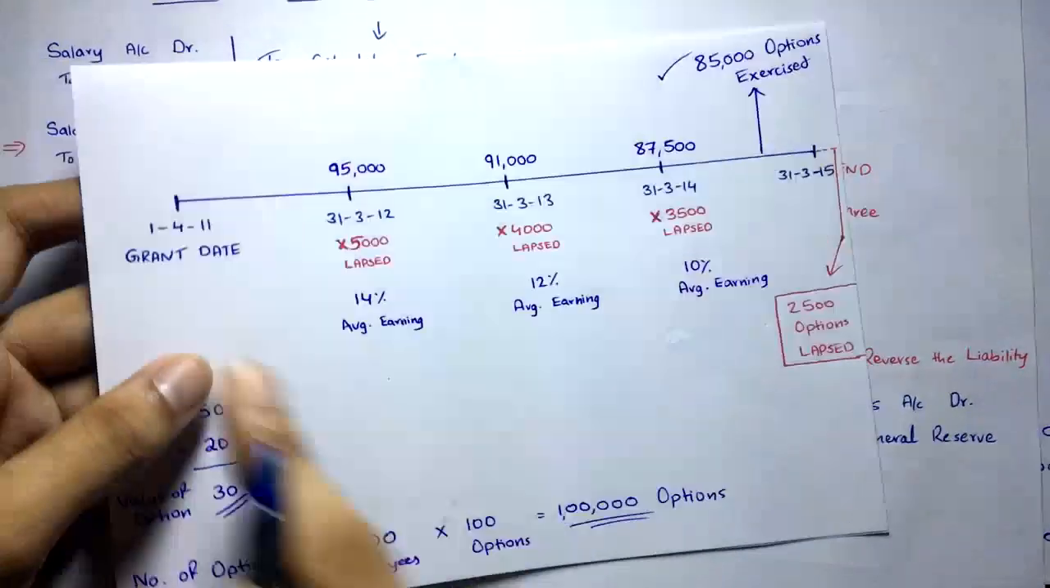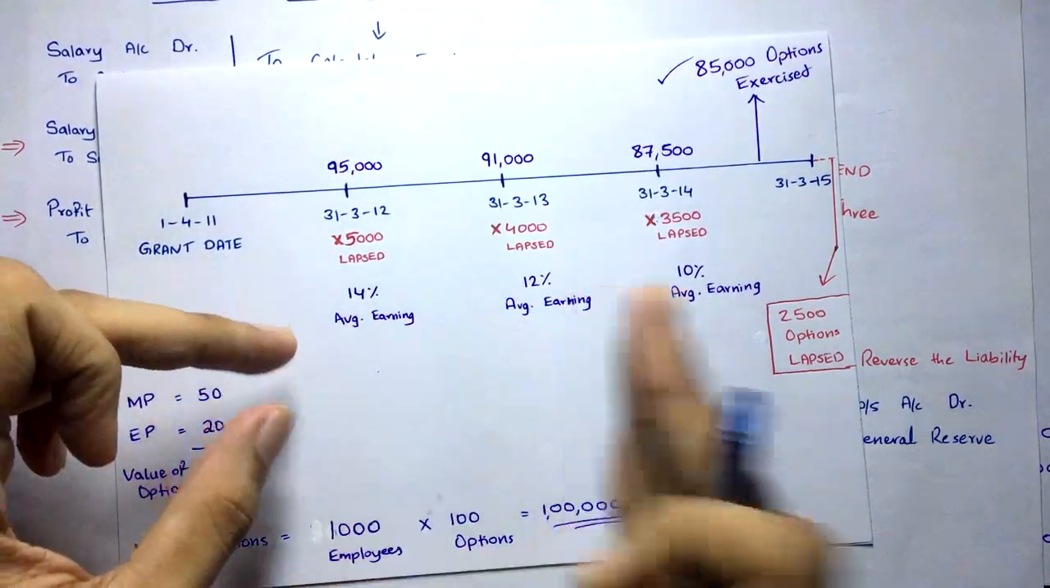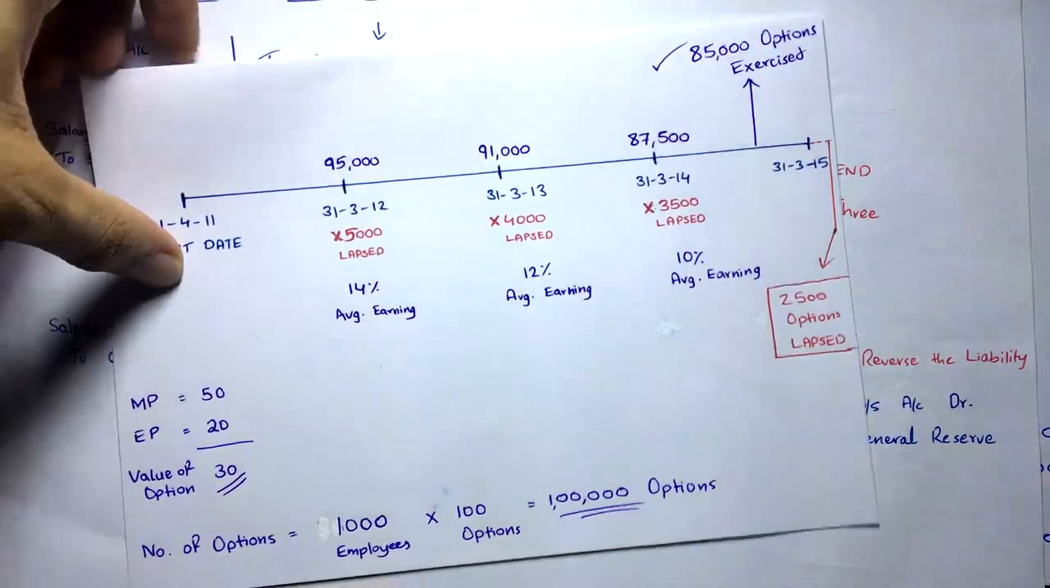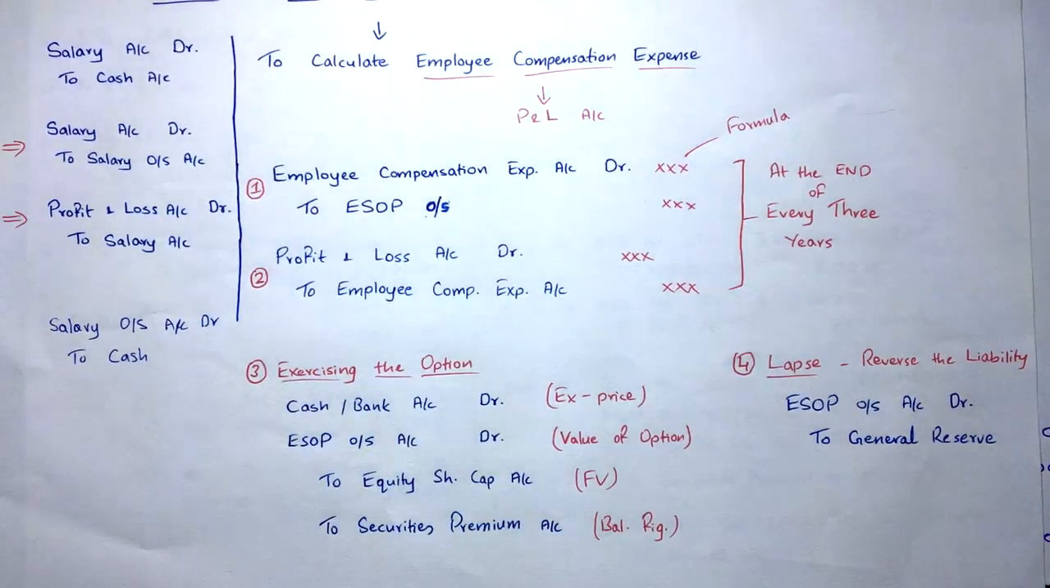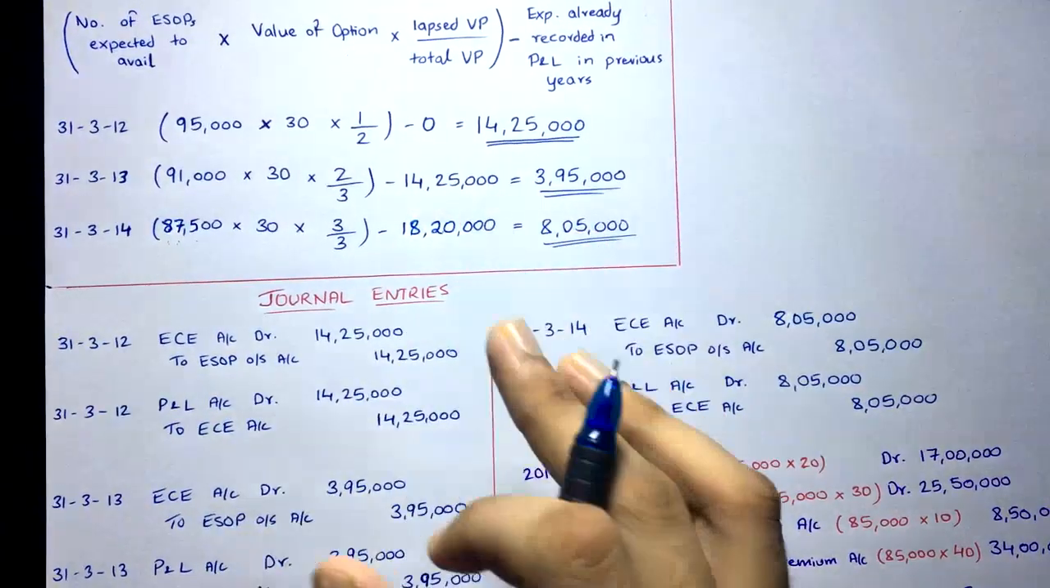And at the grant date, we don't pass any journal entry. We pass the journal entries at the end of every year, not at the grant date. So what do we do? First we recognize the expenses. We have to see the calculation and recognize the expenses. That's all. It's very simple.